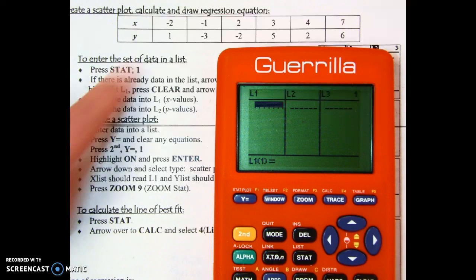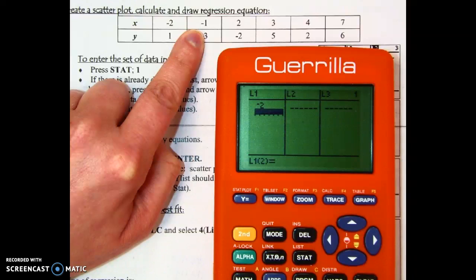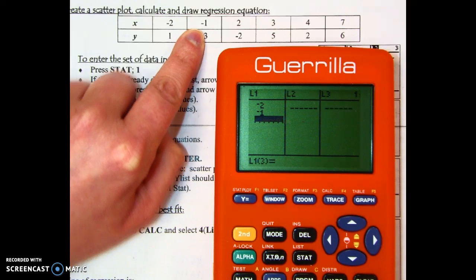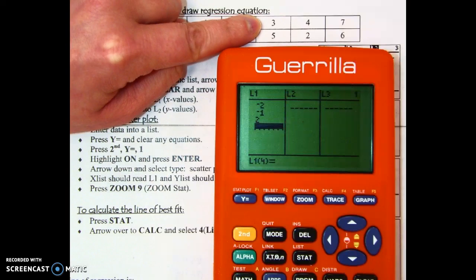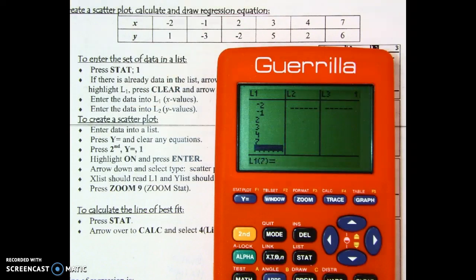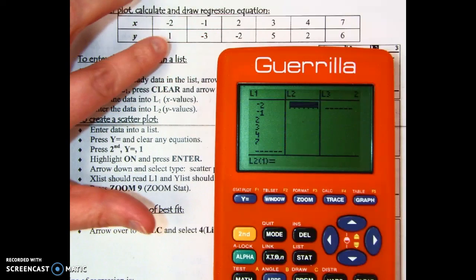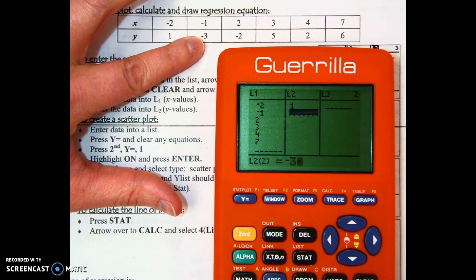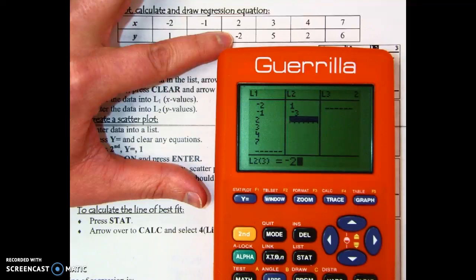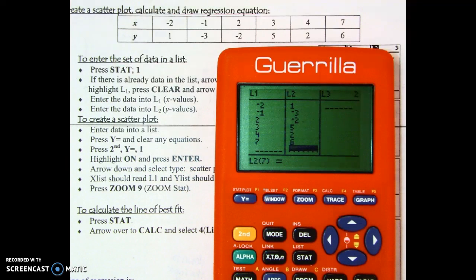So in L1, those are my X values. So I'm going to put in -2, hit enter. -1, enter. 2, enter. 3, enter. 4, and 7. In the next column, this is where the Y values go, and they do have to match up. So just make sure you go in the same order that you did with the X's. So 1, -3, -2, 5, 2, 6. Okay, so now you have that.